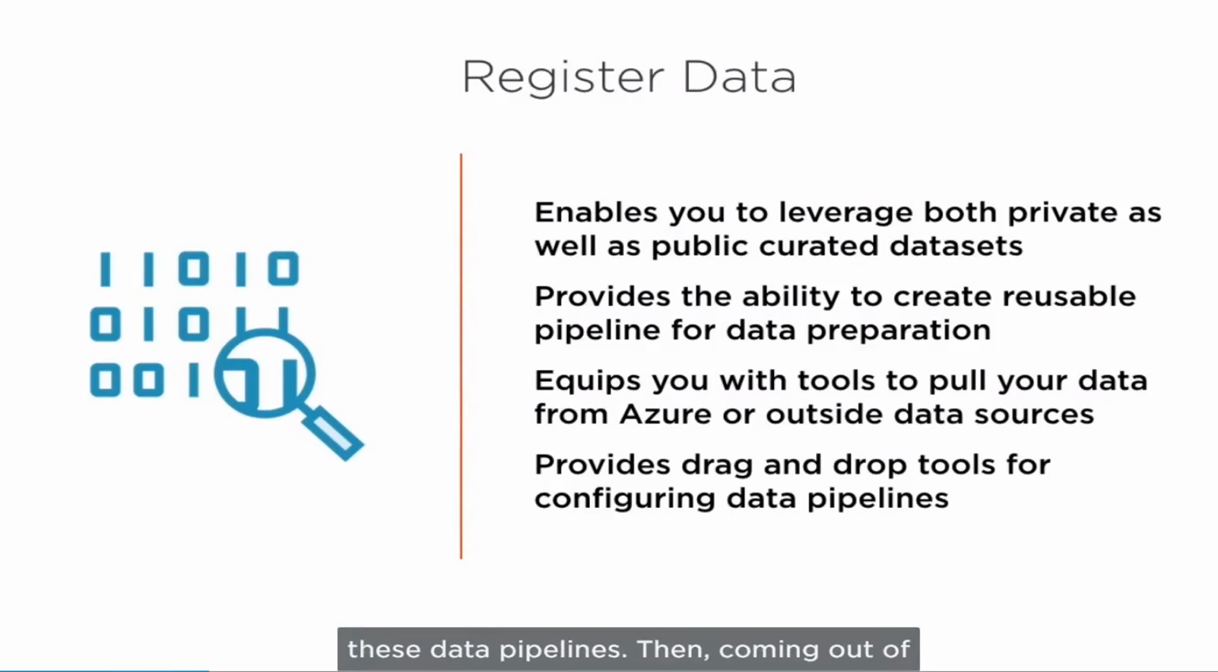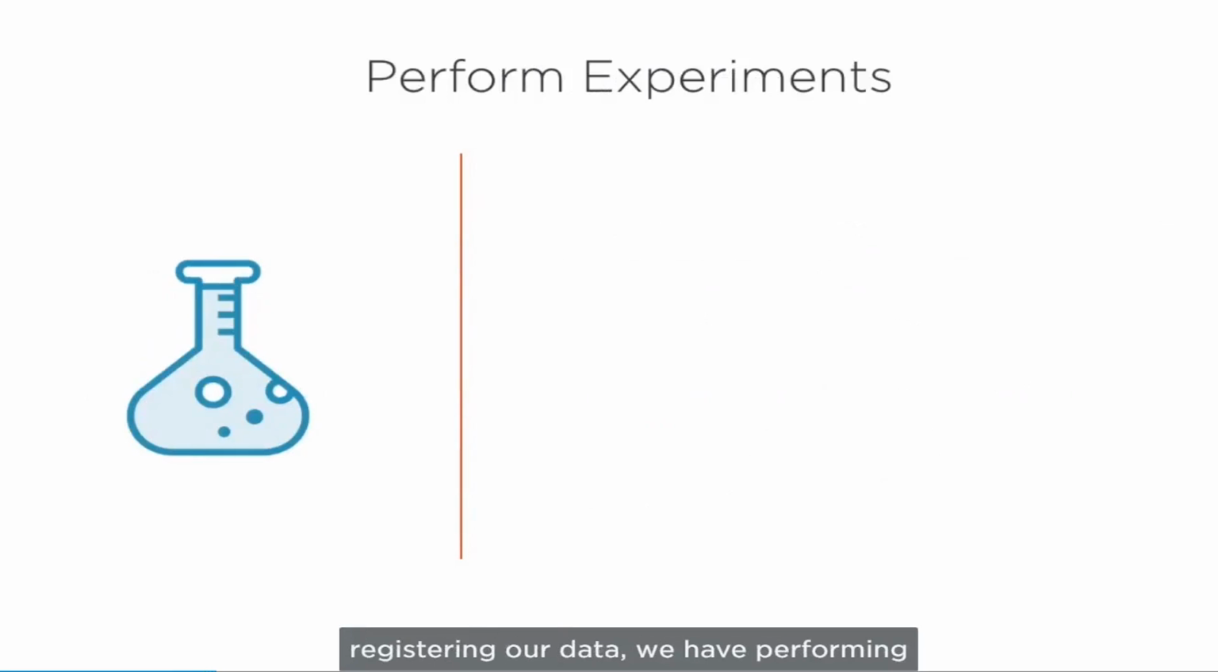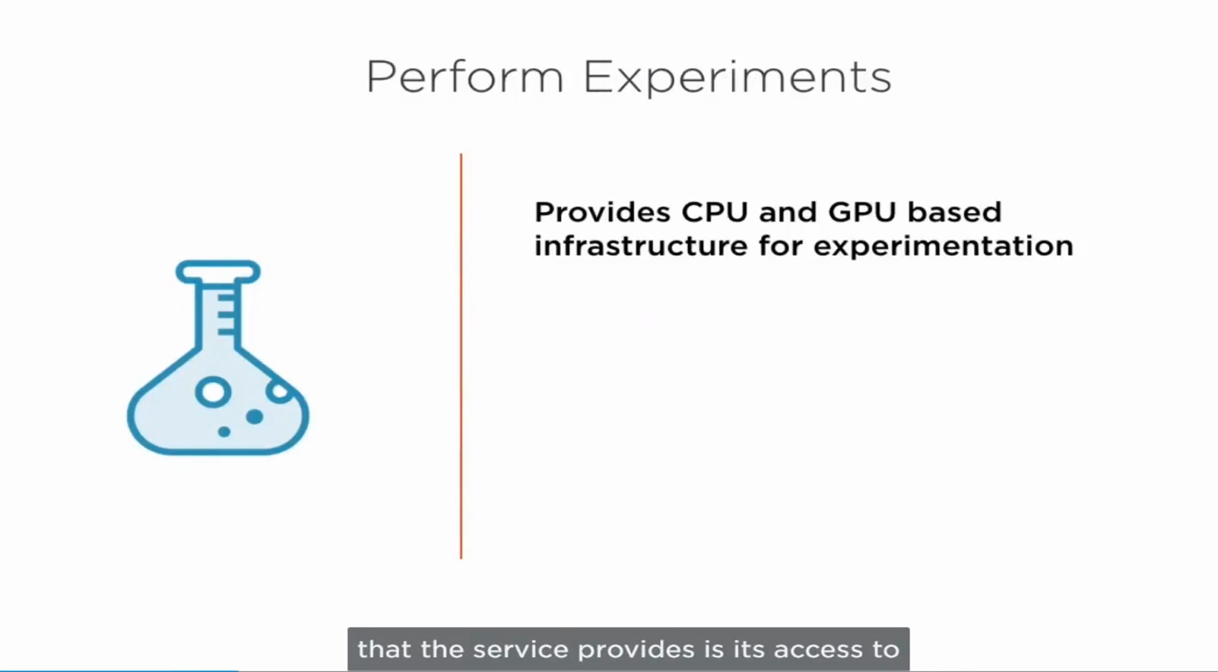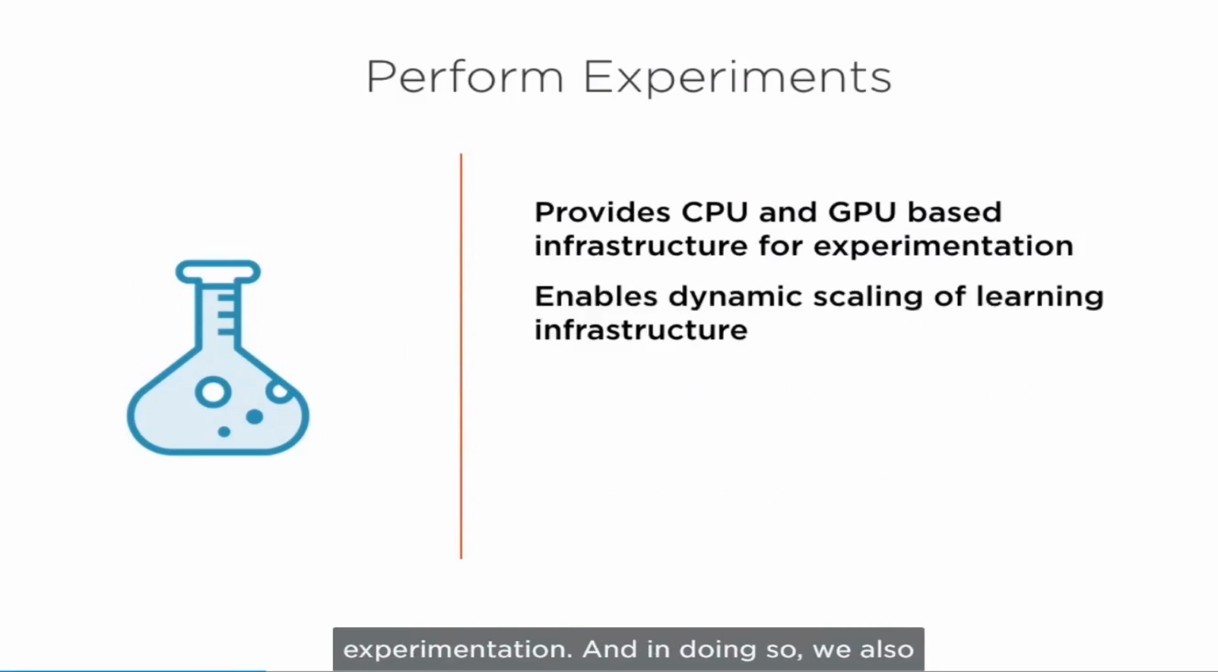Then, coming out of registering our data, we have performing experiments. Now, one of the big benefits that the service provides is its access to compute power. And we can leverage both CPU and GPU-based infrastructure for our experimentation. And in doing so, we also can enable dynamic scaling, so that if we want to grow based on our needs within our cluster, or if we want to shrink it when we're not using it, we gain that ability so we're only paying for what we need at any point in time.